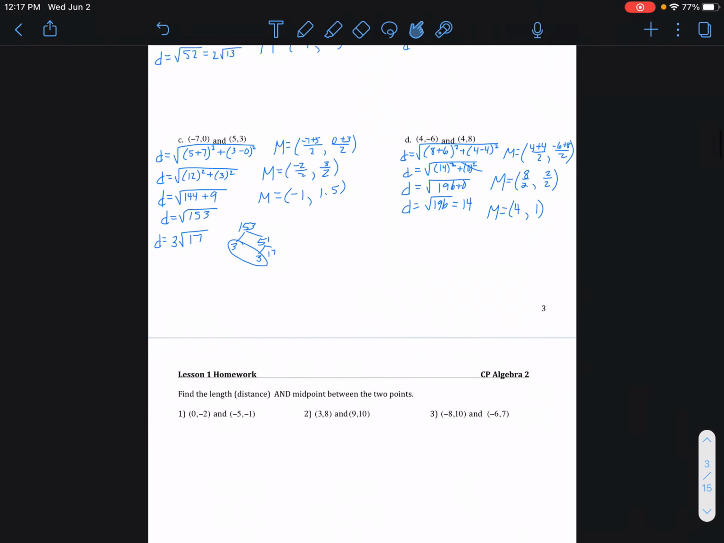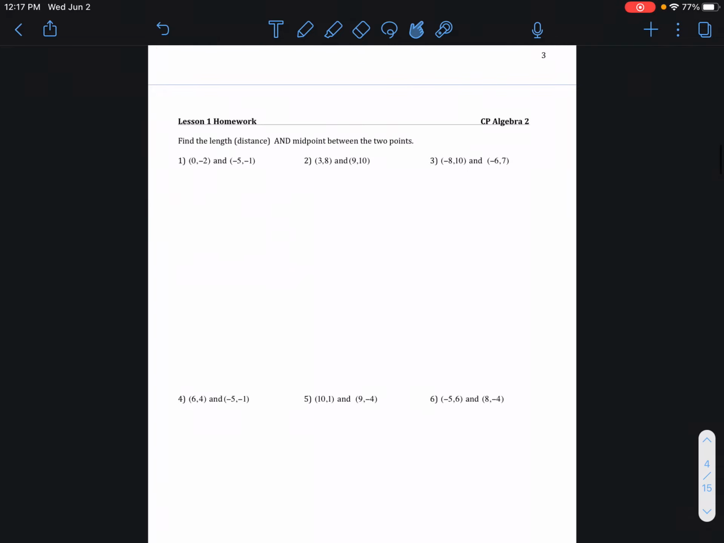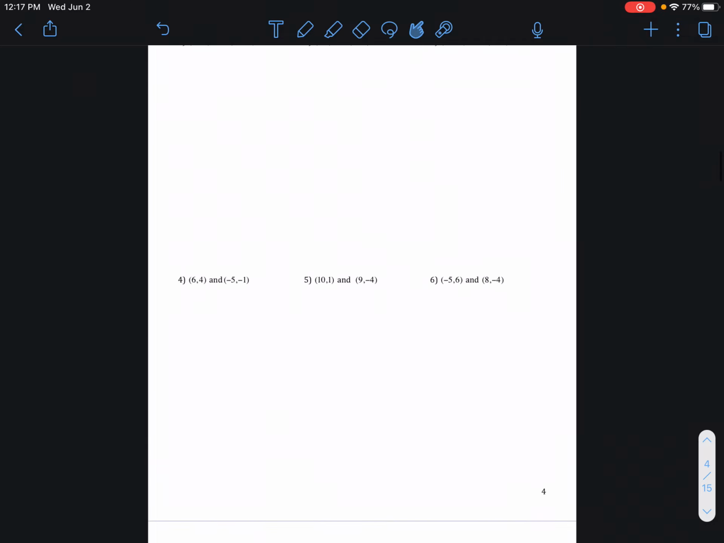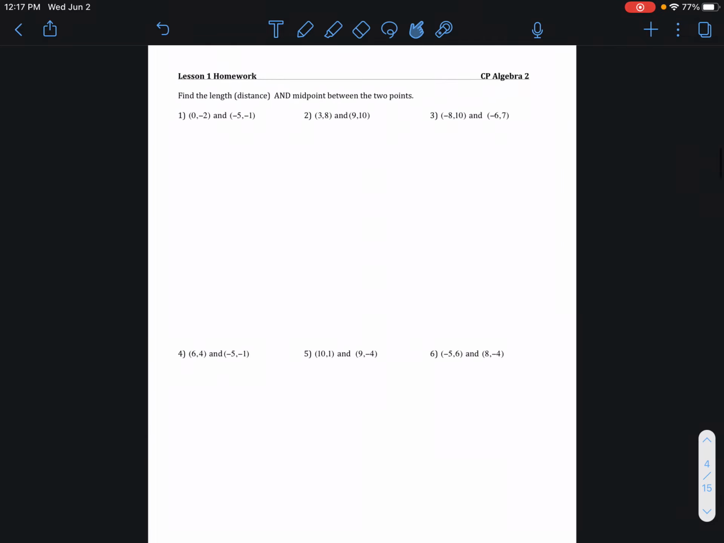And that's it. That's the intro lesson to the unit. You guys should be prepared to hit up your homework now. The lesson 1 homework covers what I've now prepared you for. It's only one page, page 4, numbers 1 through 6.